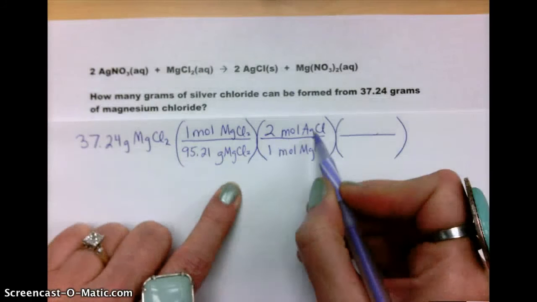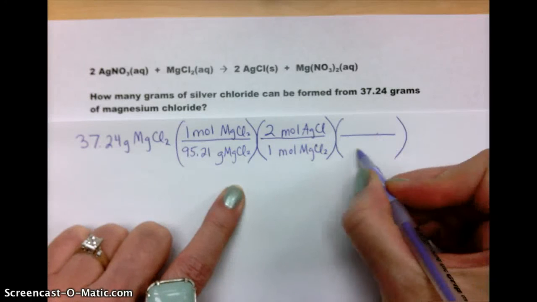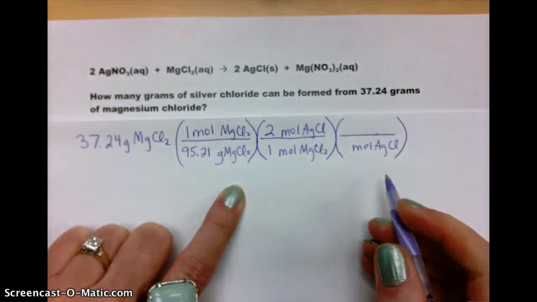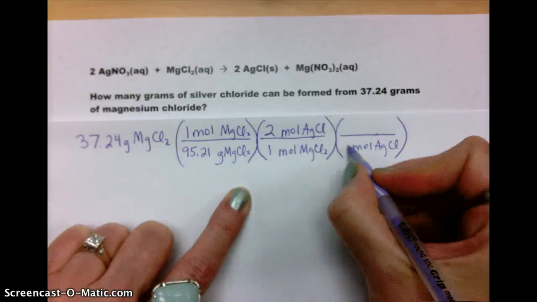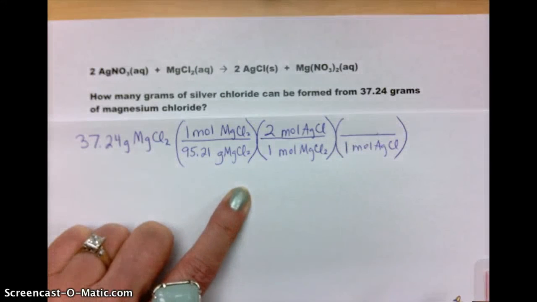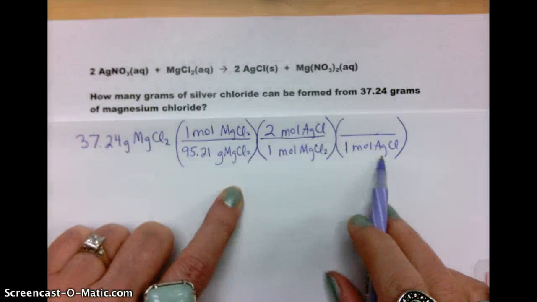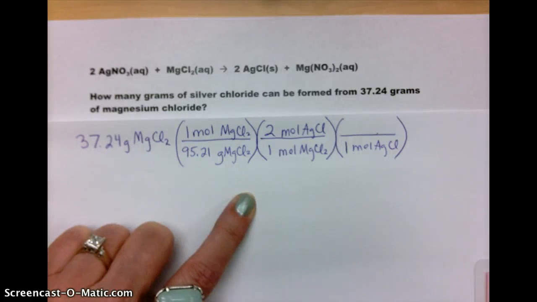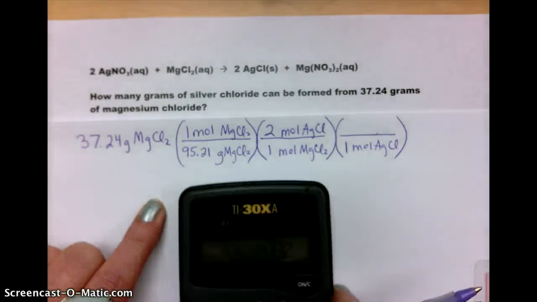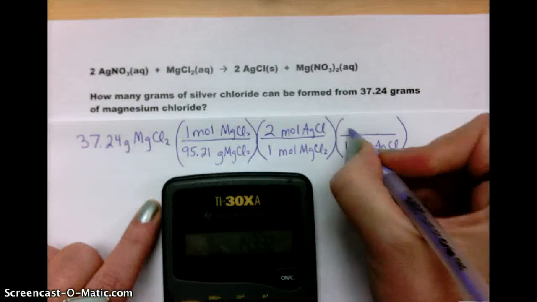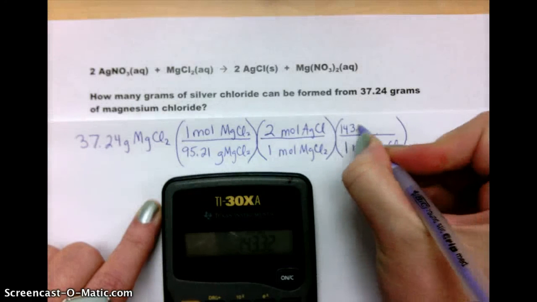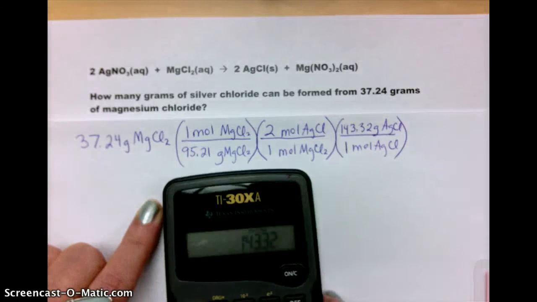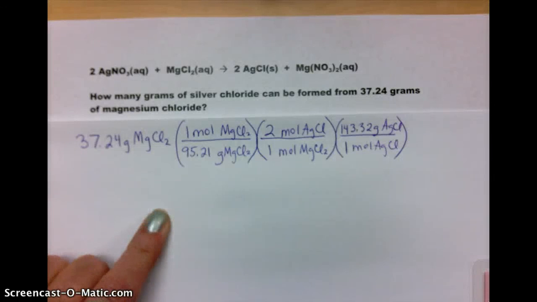Now moles of AgCl is on top. So mole of AgCl must go on bottom. Now a molar mass is always the grams in 1 mole. So this is 1 mole of AgCl because I added up 1 Ag and 1 Cl. And again, I got 143.32, so 143.32 grams for AgCl was its molar mass. And that is my 3rd step.